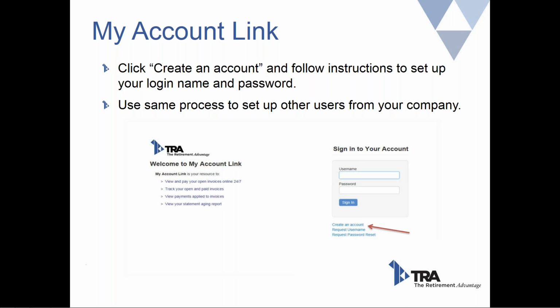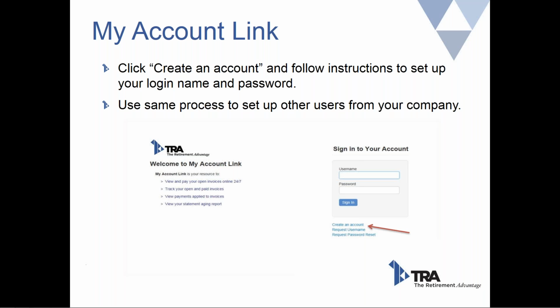To do this, you'll need to know two pieces of information. One is your 6-character TRA account number, and the second is your billing address zip code. So you will want to wait until you receive your first invoice before you set up your login for My Account Link, because your invoice will give you your account number and, of course, your billing address zip code.